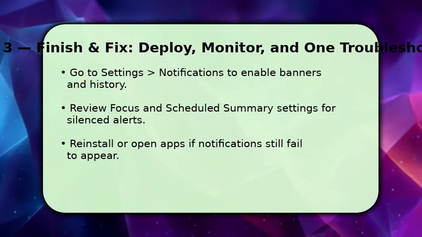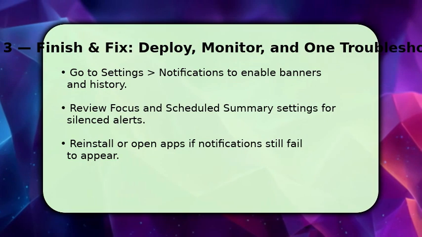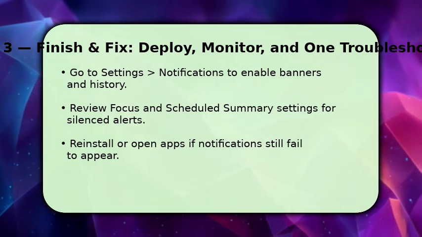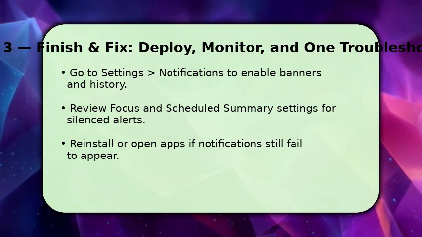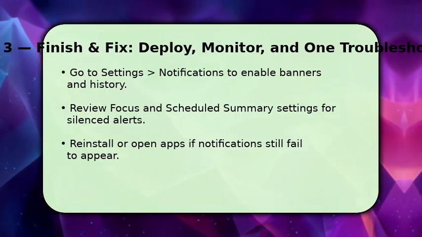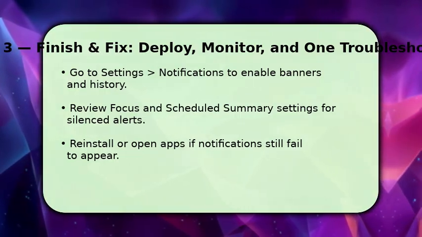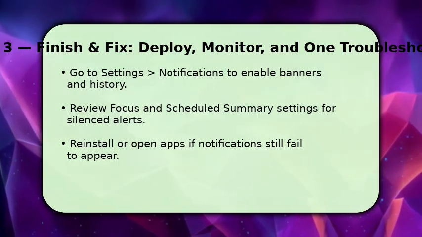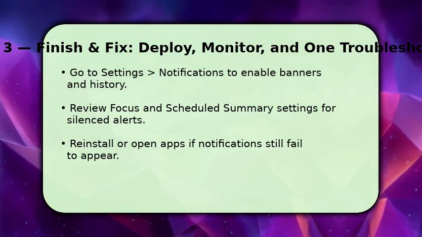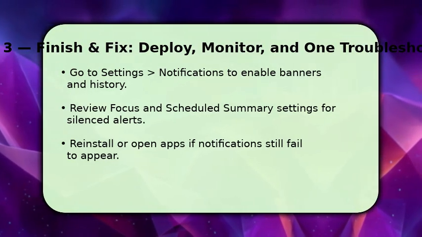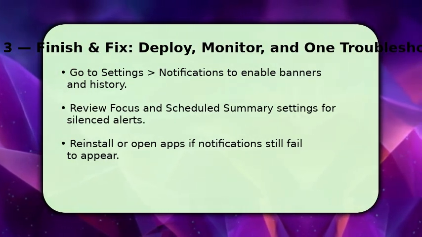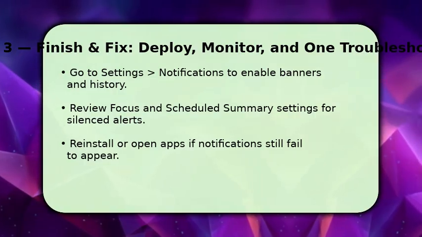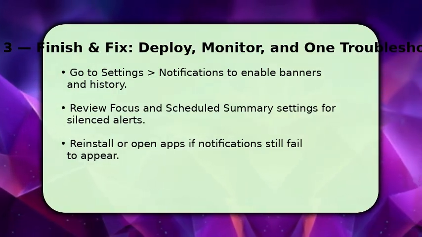To finish, verify system settings so future alerts don't get lost. Open Settings, choose Notifications, then confirm the app has Allow Notifications enabled with your preferred alert style, sounds, and badges. Also inspect Focus and Scheduled Summary because they can delay or hide notices, adjust rules, or add apps to allowed lists. If a notification still won't show, force quit and reopen the app or reinstall it to refresh permissions.